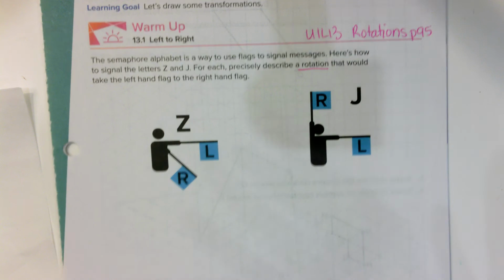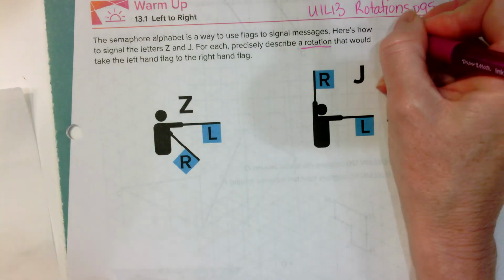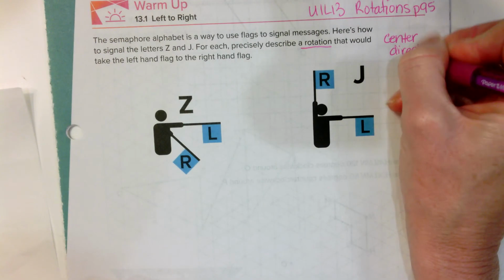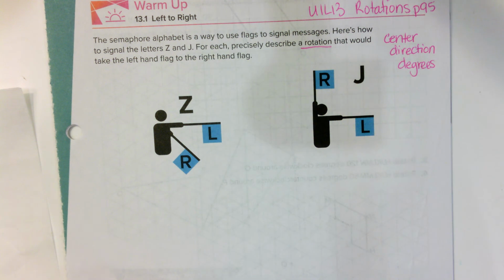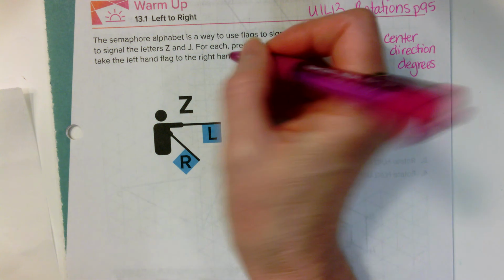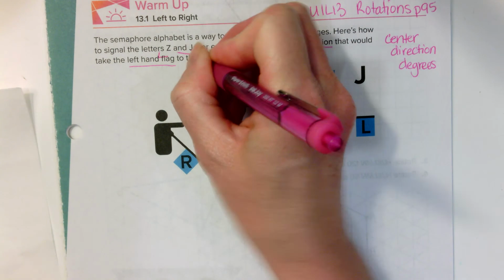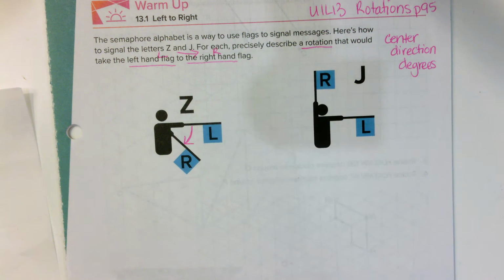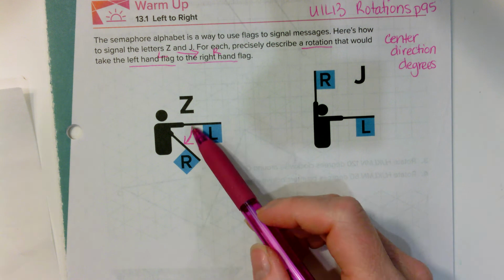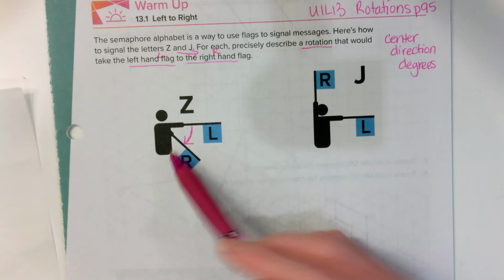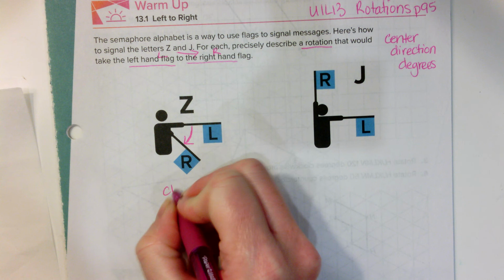So when I describe a rotation, I have to have a center, I have to have a direction, and I have to have the degrees that I want my rotation to be. So taking a look at Z, if I'm traveling from my left-hand flag to the right-hand flag, so I'm starting at L and I'm going to the R, that means my direction is what we would call clockwise, because if I'm thinking about a clock on the wall, when my arrow is traveling in this direction, if I'm creating a circle, that's considered clockwise.